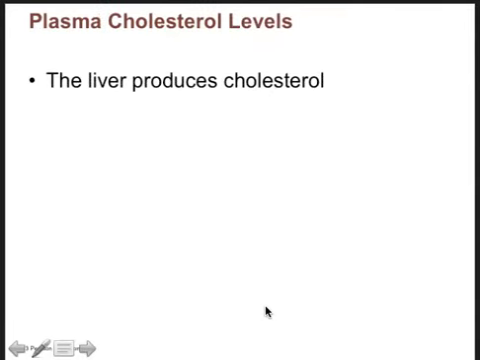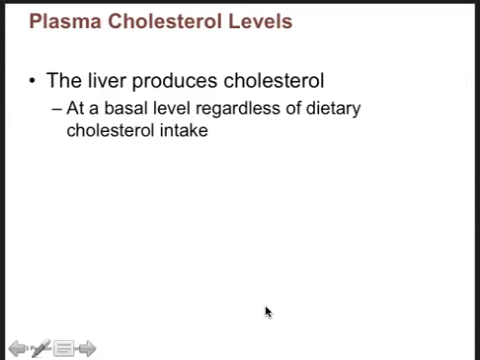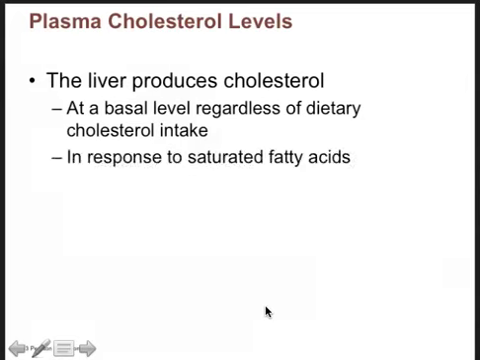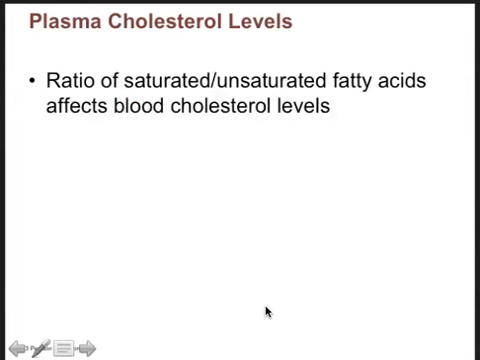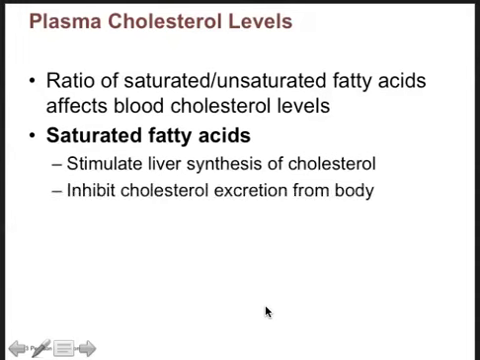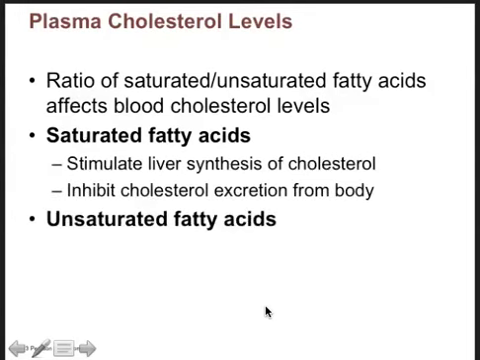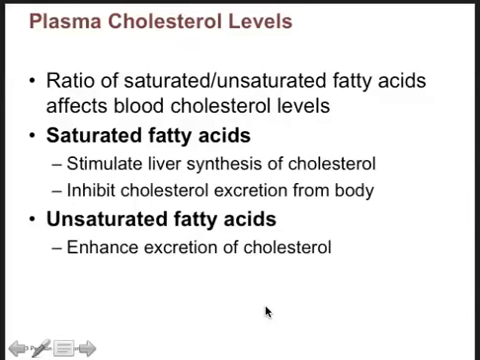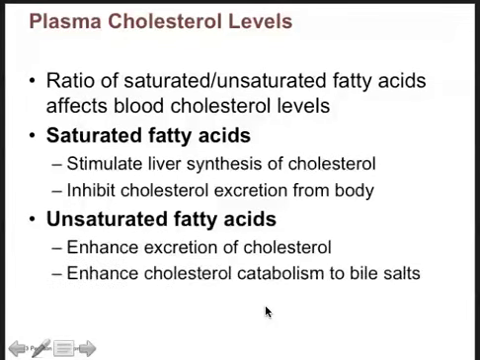The liver makes cholesterol. At a basal level, regardless of dietary cholesterol intake, it is constantly synthesizing this complex molecule. It usually does so in response to saturated fatty acid levels. The ratio of saturated to unsaturated fatty acid affects blood cholesterol. Saturated fatty acids stimulate the liver synthesis of cholesterol and they inhibit cholesterol excretion from the body. Unsaturated fatty acids enhance excretion of cholesterol and enhance cholesterol breakdown into bile salts.